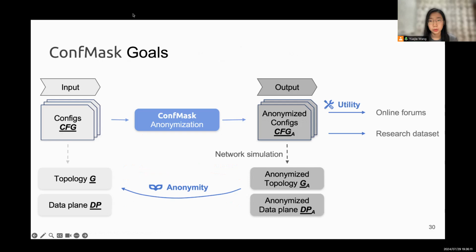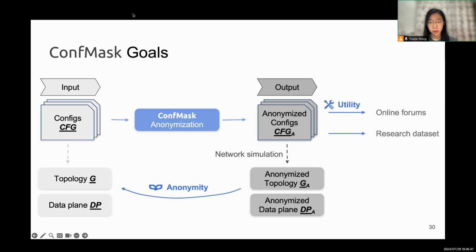Let me first introduce some notations and terminologies used for the rest of this talk. The configuration files are denoted as CFG, which consists of two implicit privacy properties. The topology is represented by a simple graph G, which is constructed from the routers and the links in the configurations. The data plane DP is defined as end-to-end routing paths in the network, and we specifically consider the hosts as routing destinations. The anonymized configurations, topology, and data plane are denoted by the same notations with a subscript A.